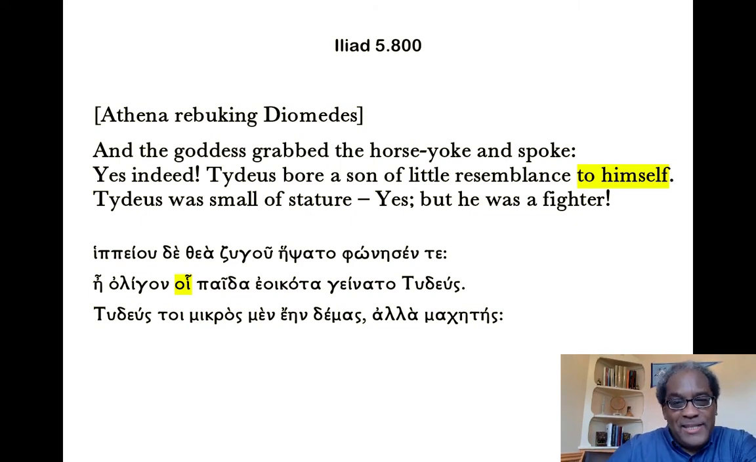And so we see in the second line, indeed, oligon, very little, to him a son having resembled, genato Tydeus. Tydeus bore a son very little resembling him. And we saw in the previous recent lecture that expressions of resemblance trigger a dative. So, very little resembling to him. That's why we have the dative.